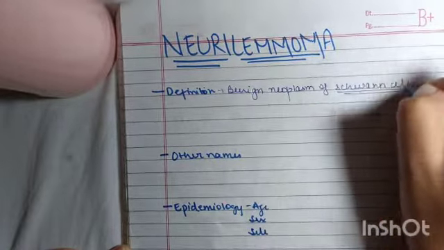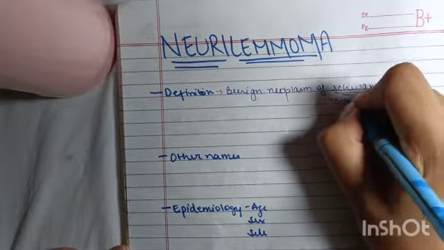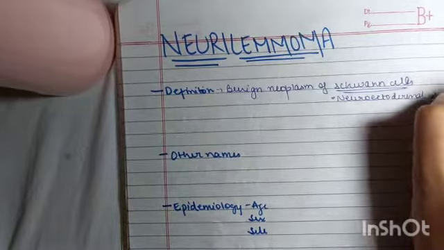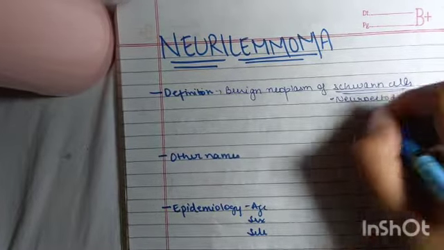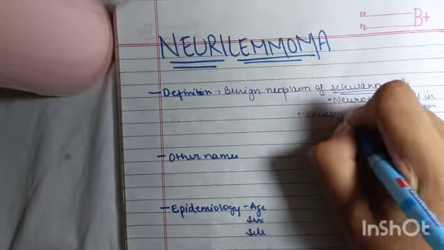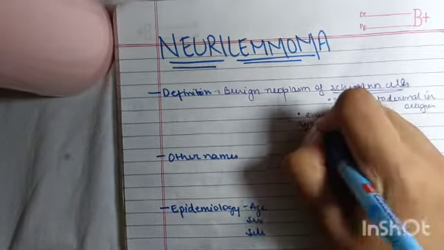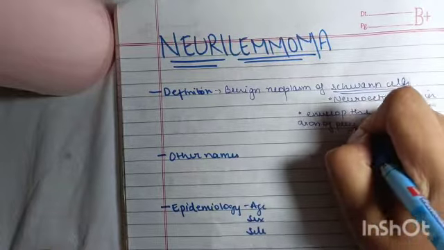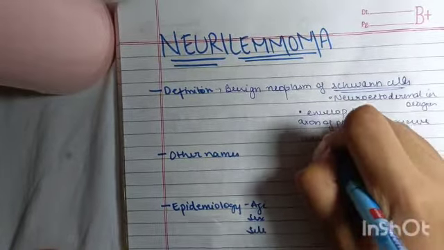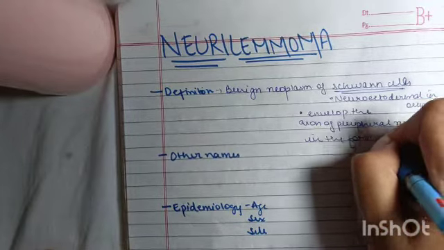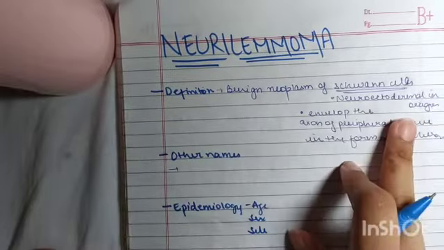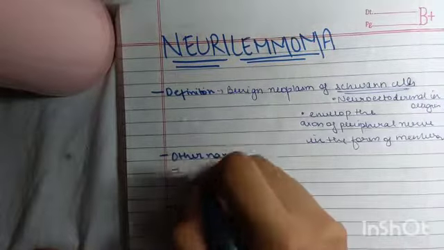Now these cells, as we all know, are neuroectodermal in origin, and they basically envelop the axon of peripheral nerve in the form of a membrane. Now coming on to the other names. As it is derived from Schwann cells, it is called Schwannoma.